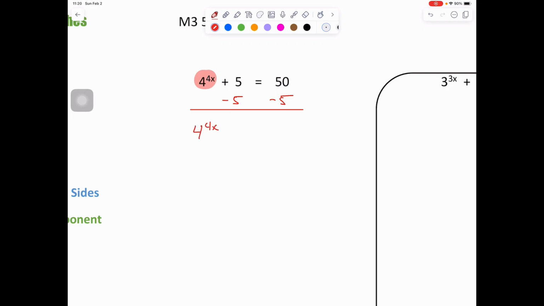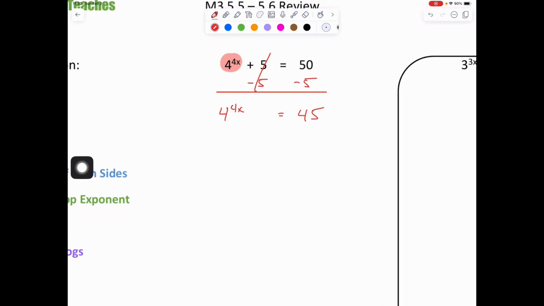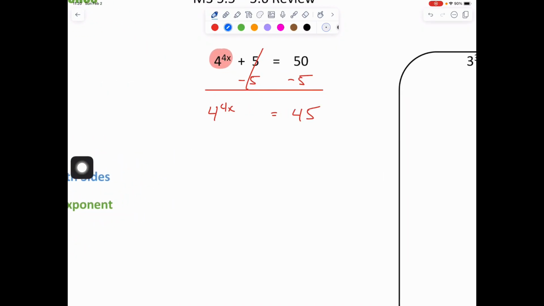4 to the power of 4x equals 50 minus 5. Then we need to take the natural log of both sides. Now that natural log is represented by an ln. So I'm just going to put the ln, throw this 4 to the power of 4x in parentheses, equals again that natural log, ln, in parentheses, of 45.